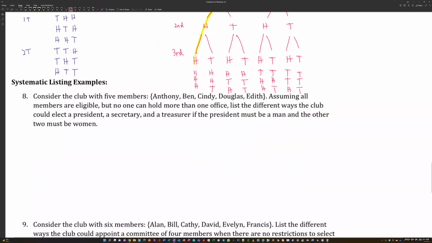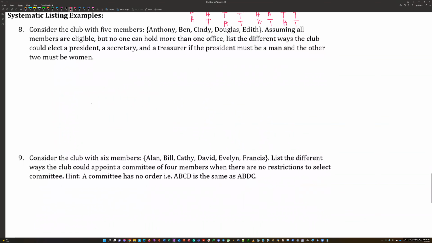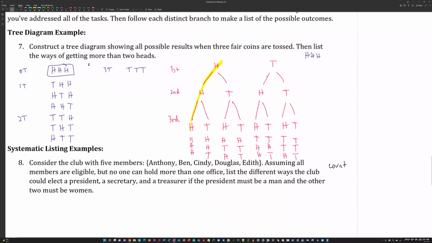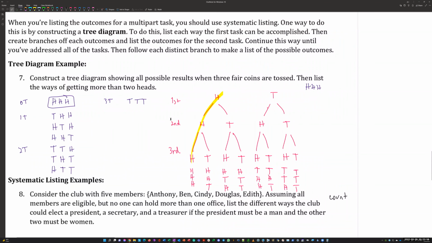Consider the club with 5 members. Again, our favorite people. List the different ways that the club could elect a president, a secretary, and a treasurer, if the president must be a man and the other 2 must be women. I don't want to do this anymore. It's the same stuff. Instead, what I want to do is what they're going to start asking after this: count the number of ways. Does that make sense? All right, so let's talk about how we can count this.